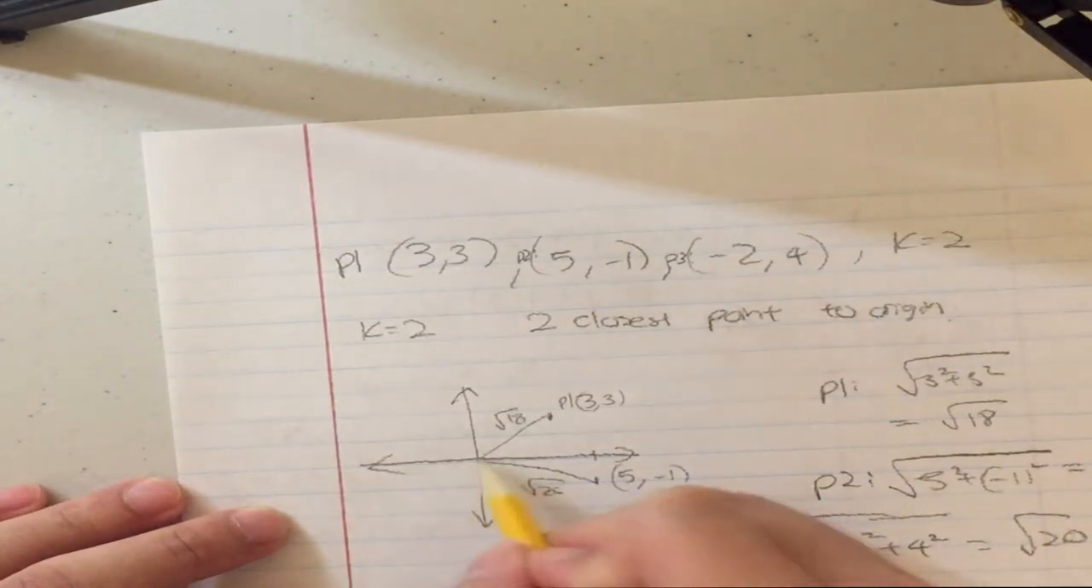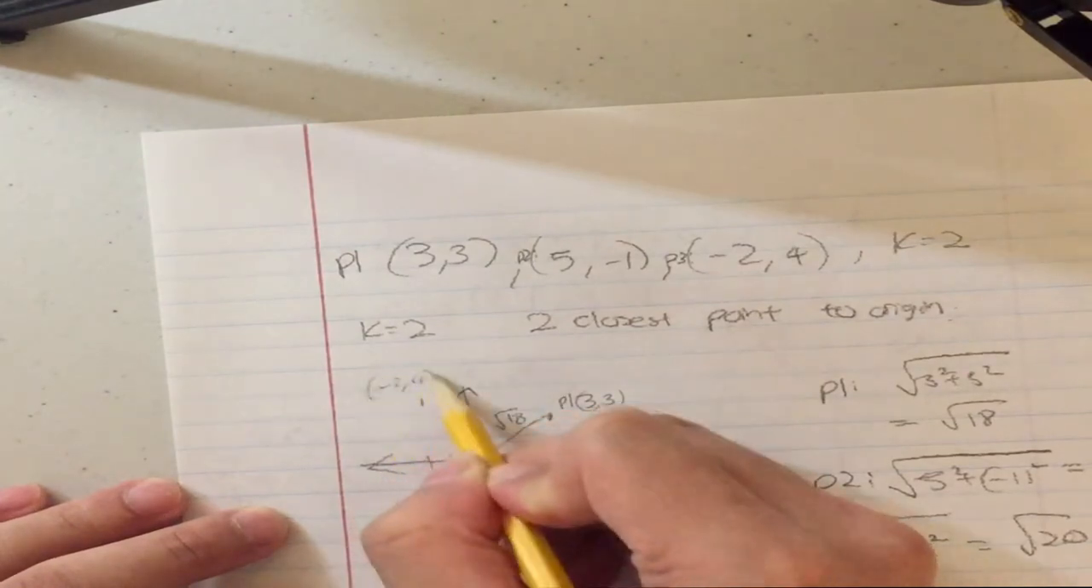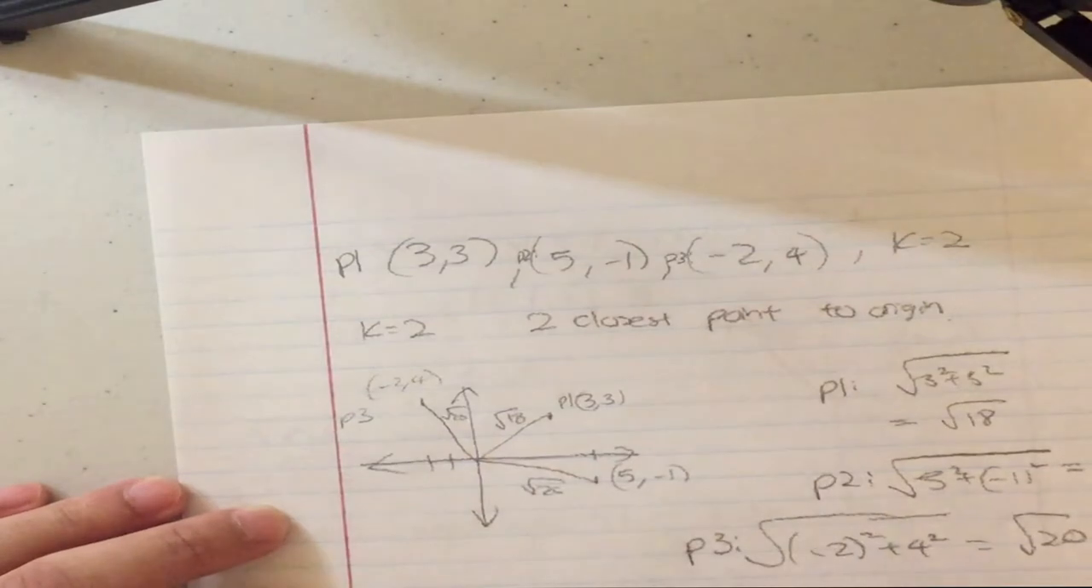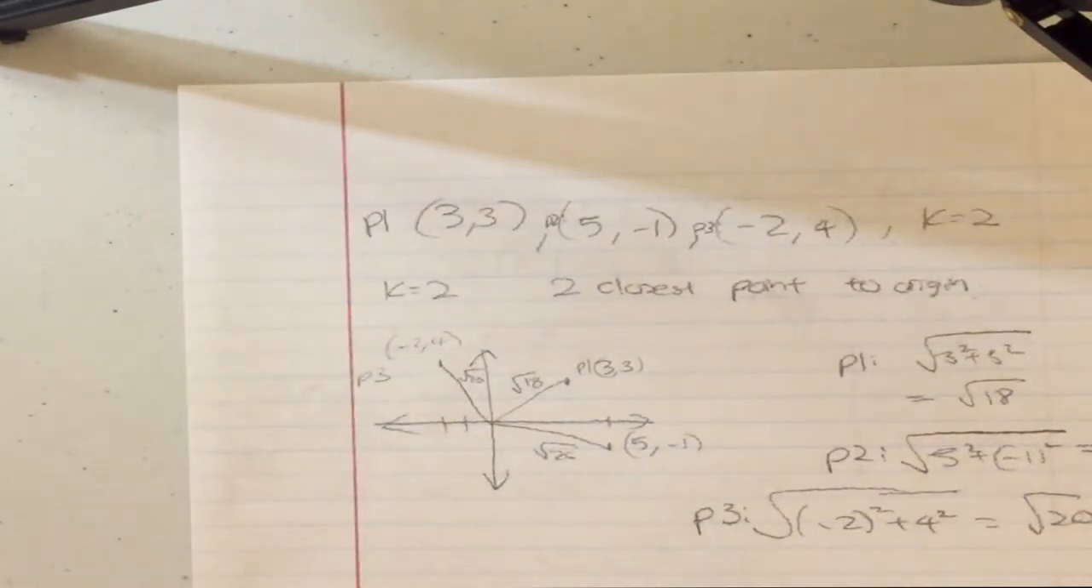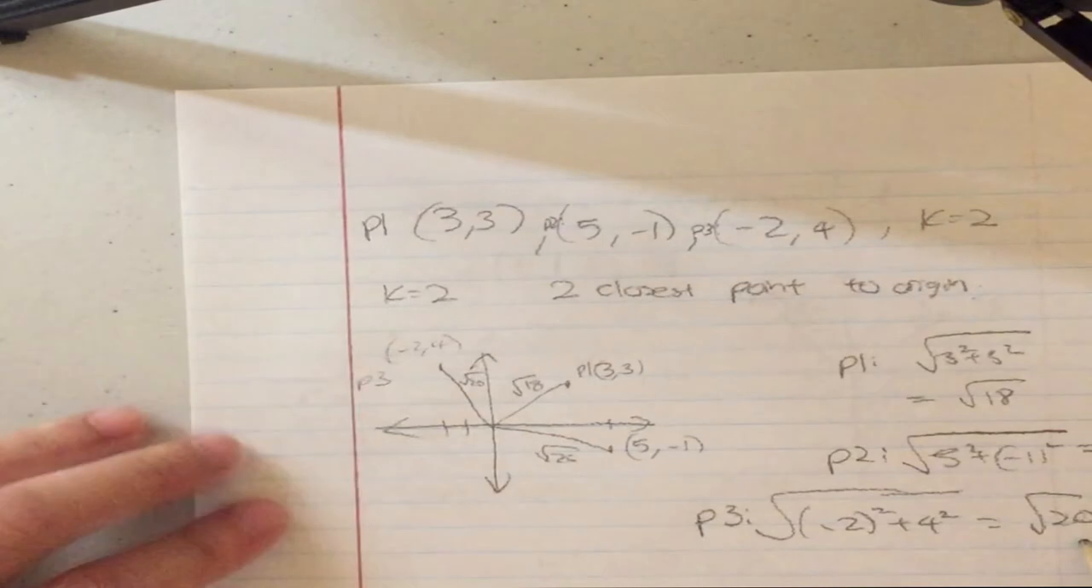And that's going to be this distance, negative 2, 4. So negative 2, 4, and it's going to be P3. And this is going to have a distance of square root of 20. So we want to find the two closest points to the origin. And in this case, it's going to be the two smallest values with the smallest distance, because that is the two closest points to the origin, right? It's the two smallest values, okay? So in this case, it would be square root of 18 and square root of 20.